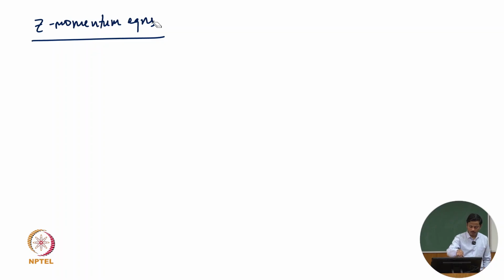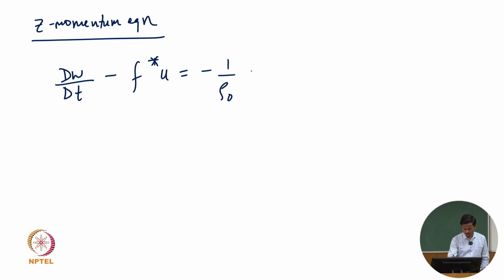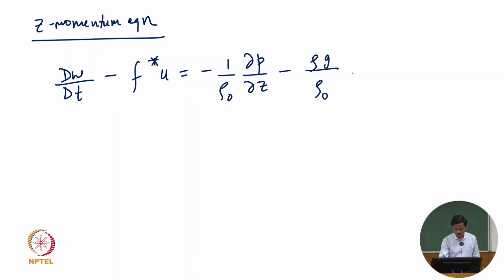This is not equations, this is just one equation. So the z momentum equation, just write down the equation. The total derivative of the vertical velocity minus f star u equals minus 1 by rho naught del p del z minus rho g by rho naught plus nu del square w.